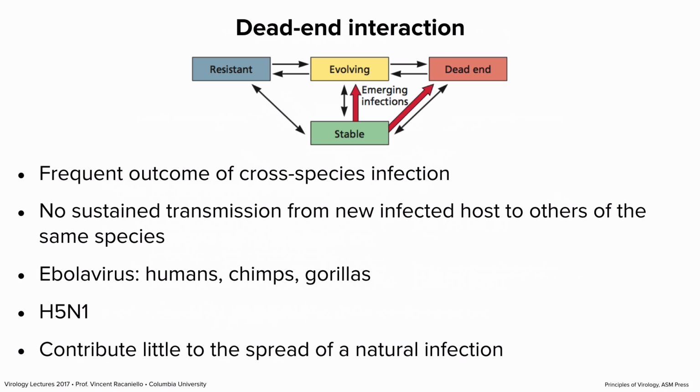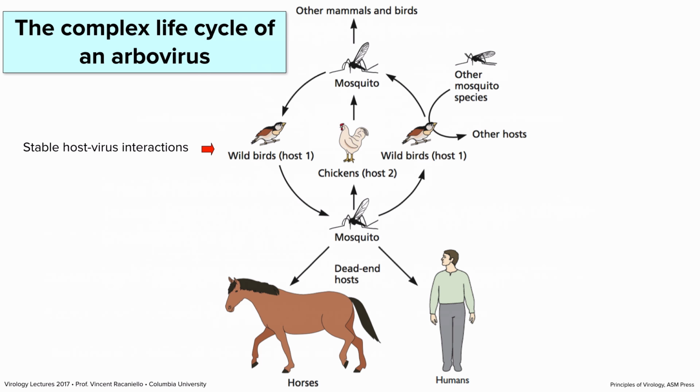So these kinds of dead ends contribute little to the spread of a natural infection, because the natural infection is in a different species. It's a stable interaction from host to host, and the dead ends tend to die out. So here are some examples of these sorts of life cycles. This is an arbovirus that engages in a number of stable host-virus interactions.